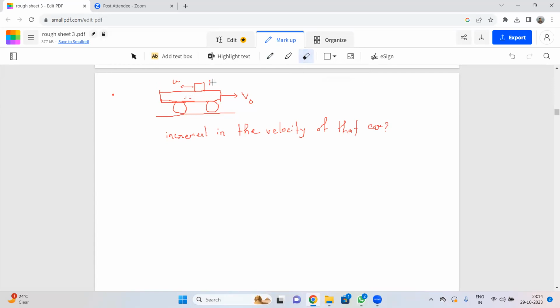If you write the mass, suppose the car has mass m1 and the man has mass m2. We have to find out the increment in the velocity of this car. Obviously, if the man moves in the opposite direction, the car velocity will increase. As all the things are related to velocity and mass only, we can use the conservation of momentum here.